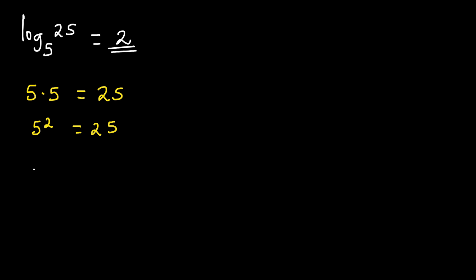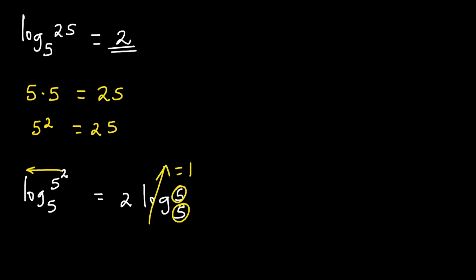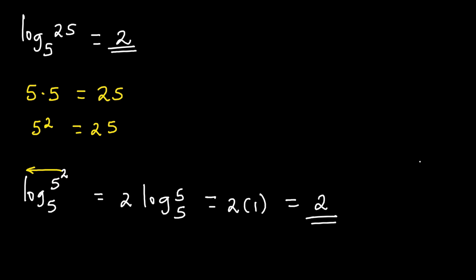And if you want to show your working, all you have to do is replace 25 with 5 to the power of 2. So we shall have log base 5. Instead of 25, we shall write 5 to the power of 2. And from the rules of logarithms, we can take the exponent to the front. So this will be equal to 2 times log base 5 of 5. And if you remember, we said that if this is the same as the base, then this will be equal to 1. So this will be equal to 2 times 1, which is equal to 2. So you get the same answer.